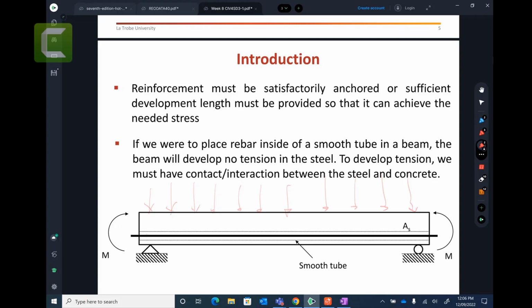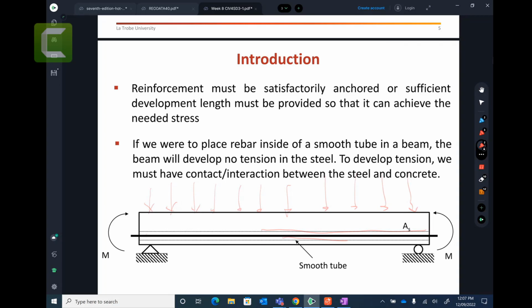For example, if you use only smooth bars, simple bars, then you may not have the bond between the steel and concrete. If you don't have bond, you cannot generate resistance to the tensile load that the steel is going to carry, because the concrete will not transfer it. Concrete says, steel, I don't know you. We can't work together because we don't have that friendship. We don't have that anchorage.